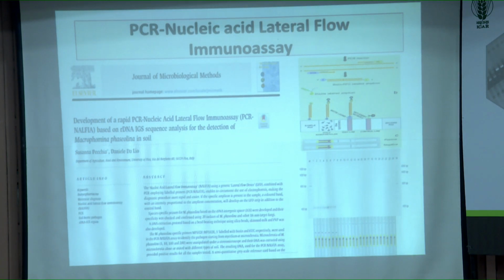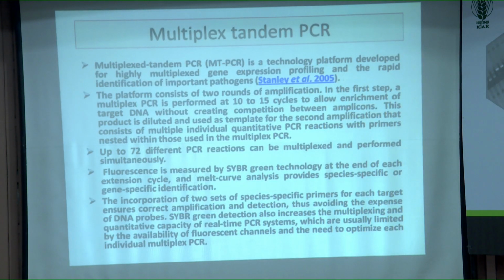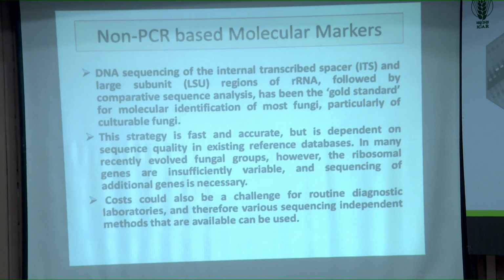Nowadays there are many technologies and many variations in marker development. So, now new is PCR nucleic acid lateral flow immunoassay. In nucleic acid, this lateral flow has been developed. You can see if the pathogen is present, then you can have 2 bands. If it is not there, then only 1 band is there. Then multiplex tandem PCR is another variation in PCR. Then some non-PCR based markers.